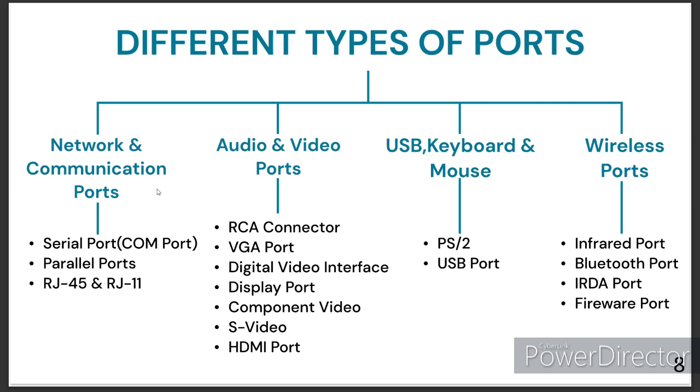Different types of port. Ports are categorized mainly into four types. Network and communication ports, which contain serial port, parallel ports, RJ45 and RJ11. Audio and video ports consist of RCA connector, VGA port, digital video interface, display port, component video, S-Video, HDMI port. USB, keyboard and mouse contains PS/2 and USB port. Wireless ports consist of infrared port, Bluetooth port, IRDA port, FireWire port.